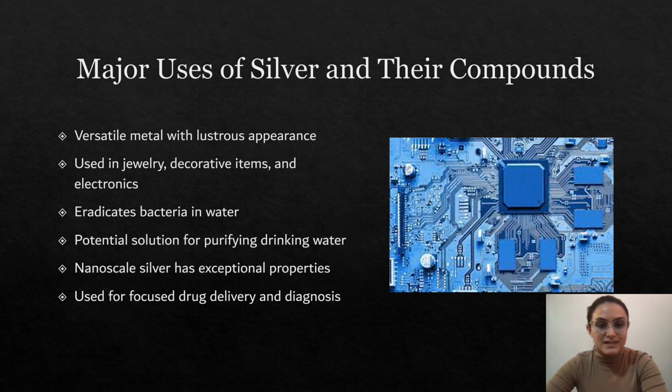Silver is a versatile metal used in jewelry, electronics, and water purification. It's an essential component in printed circuit boards due to its excellent electrical conductivity and reliability. At the nanoscale level, silver has exceptional properties for drug delivery and diagnosis. While it can eradicate bacteria in water, its safety is not yet fully established.